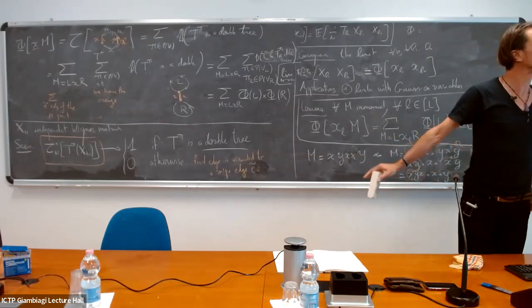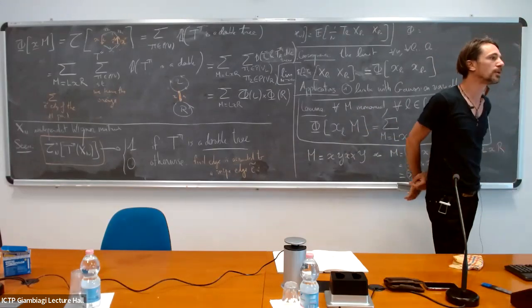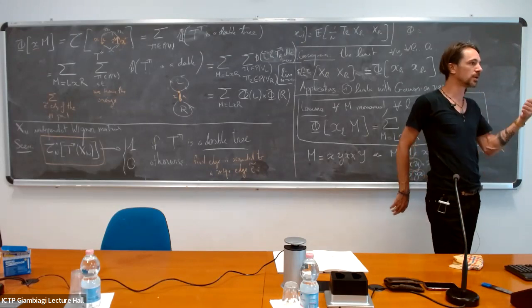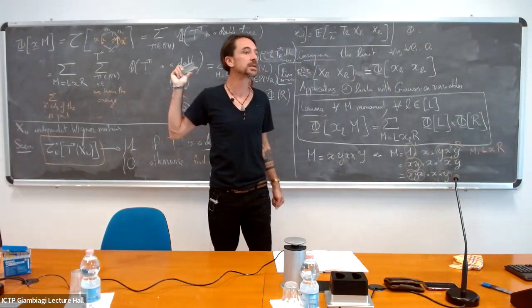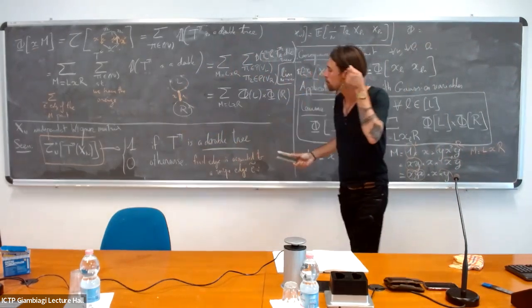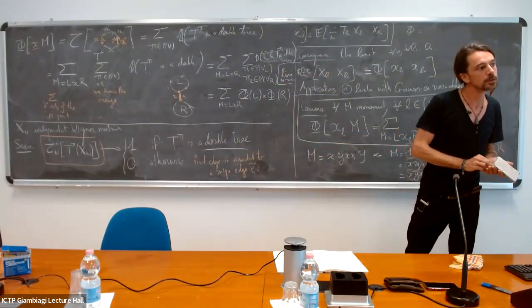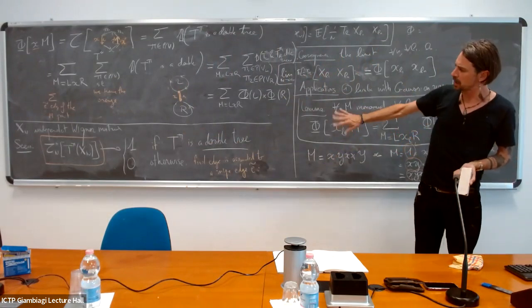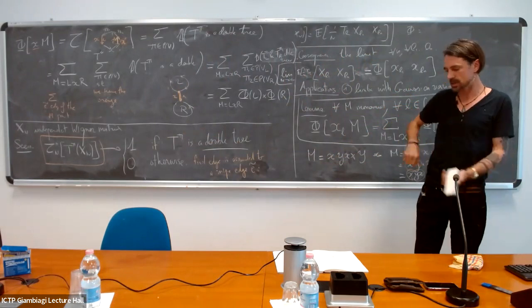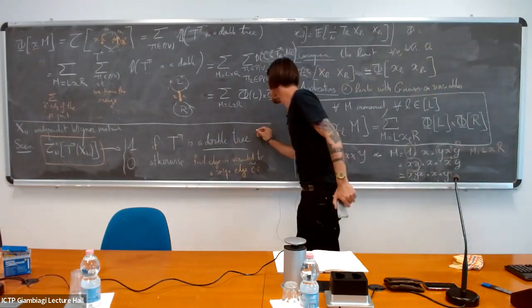We avoid counting the number of double trees, but if you count them, you will find the Catalan number when you have a single matrix. But here you have several matrices. Yeah, yes, but maybe I did not focus on that. I should have mentioned it.